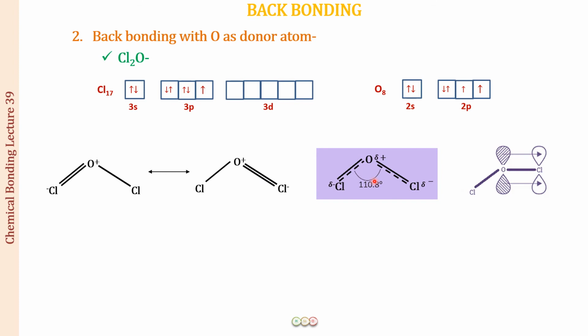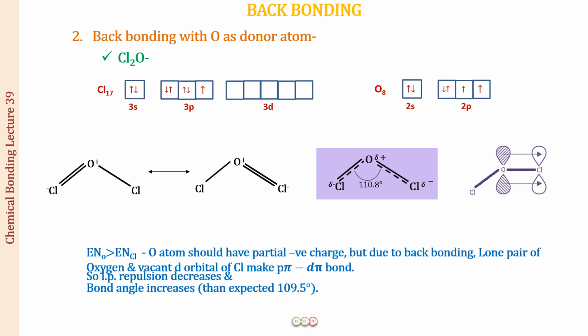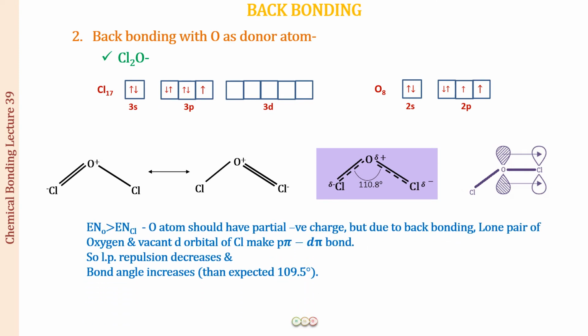Alright, now in this molecule what you can see is that oxygen is having a partial positive charge and chlorine is having a partial negative charge. Actually, what should have happened is that the electronegativity of oxygen is more than that of chlorine. So oxygen should be having a partial negative charge, but it is because of back bonding that oxygen is donating its one lone pair of electrons, and hence it is having a partial positive charge, as you can see in the diagram. Okay.